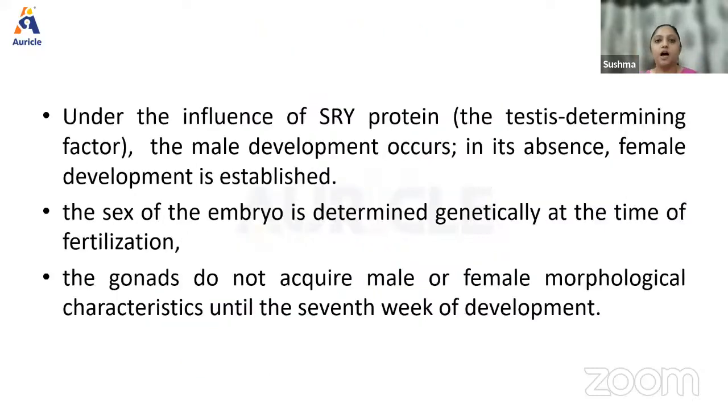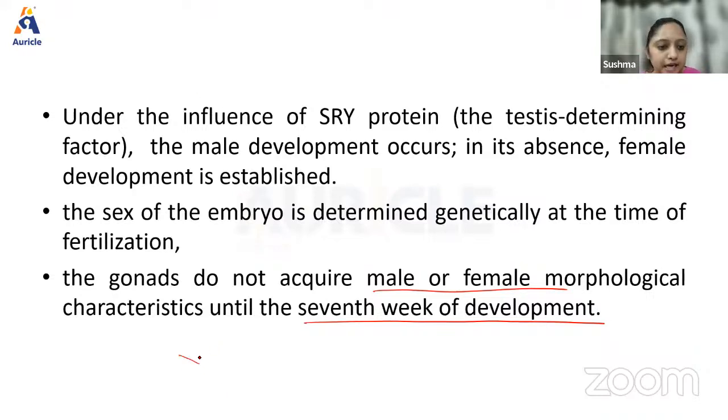Now, under the influence of SRY protein, that is the gene, male development occurs. In its absence, female development is established. The sex of the embryo is determined genetically at the time of fertilization, but the gonads do not acquire male or female morphological characteristics until the 7th week of development.